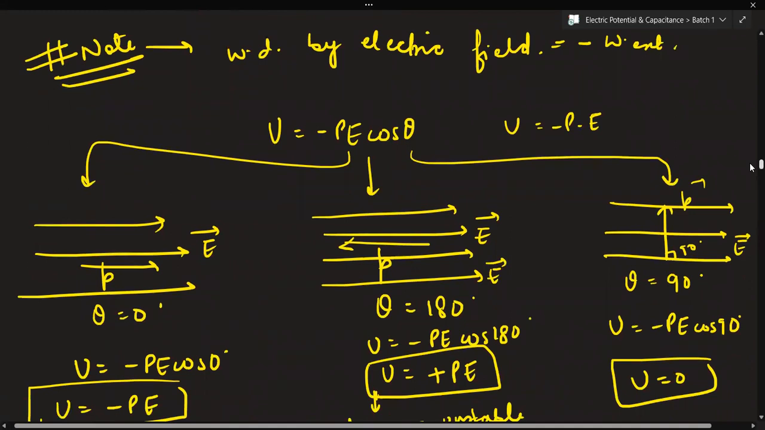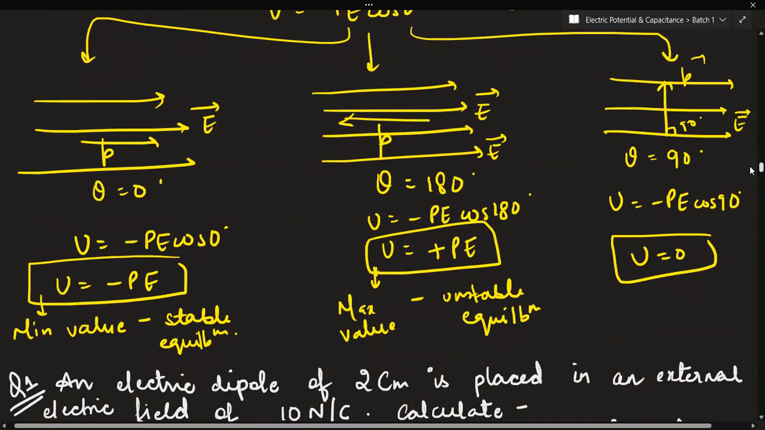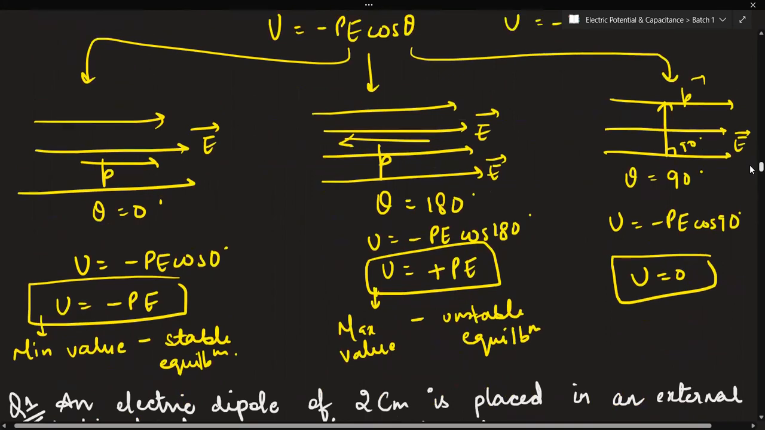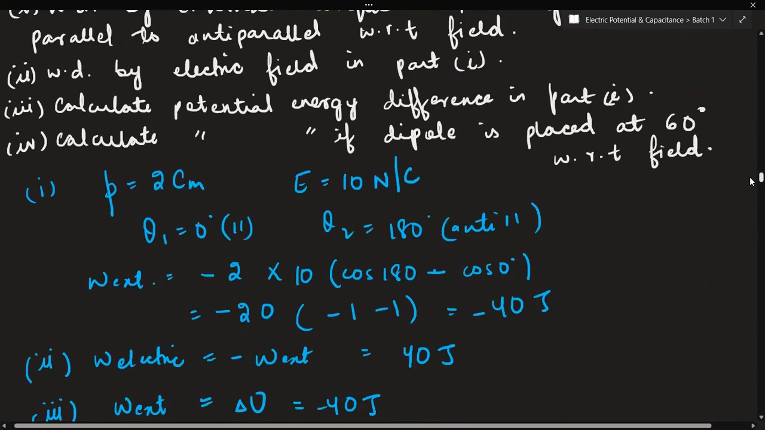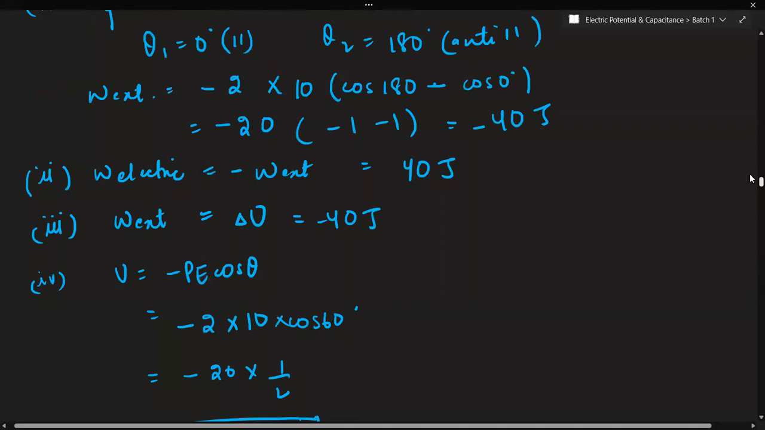When it is 0, it will ask you when the potential energy is stable, when it is unstable, when it is maximum, when it is minimum, when it is in stable equilibrium. All these topics are mentioned. So when it is 0 degree, it will be in stable equilibrium. When it is 180 degree, it will be unstable equilibrium. Like this. Then direct questions. See, questions are direct on this.